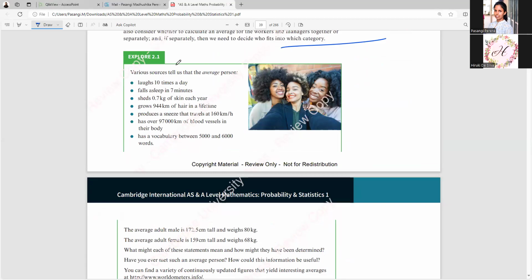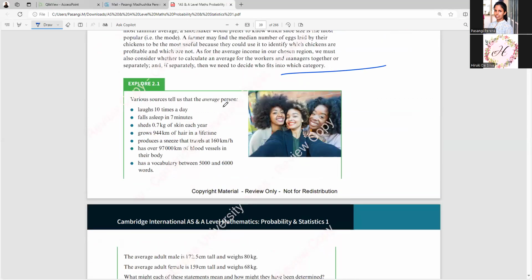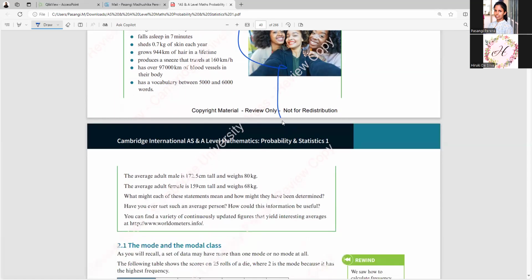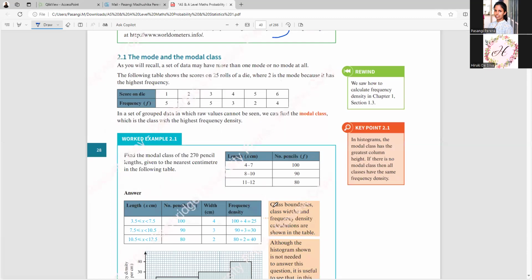Explore 2.1. Now what they are saying is that various sources tell us that the average person would laugh 10 times a day. When it comes to average, it can be either mean, median, mode, or any value. Those are some examples they have given as well. Then they ask us to decide whether it's a mode, mean, or a median here.